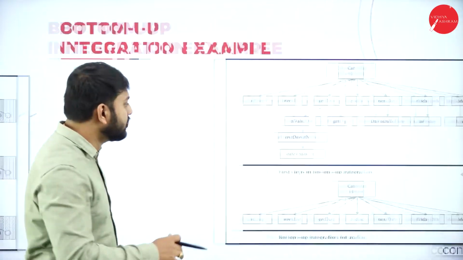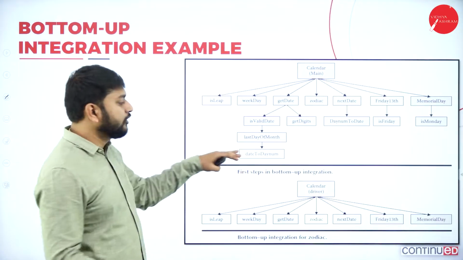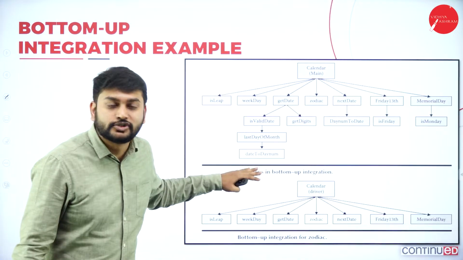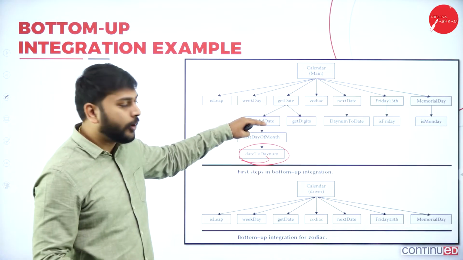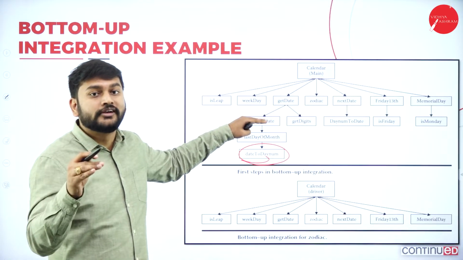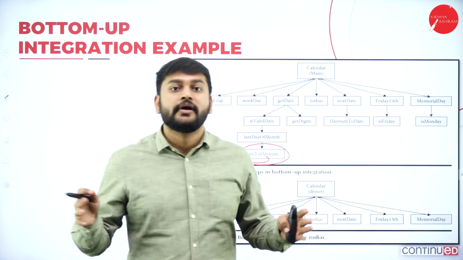Let's take an example. Guys, observe here, this is my system. How do I build this? First I will come to the low-level unit. This is what I will call a low-level unit. And then I will move up. Then I will move up. That's what you need to understand. This is how I start building the bottom-up approach.